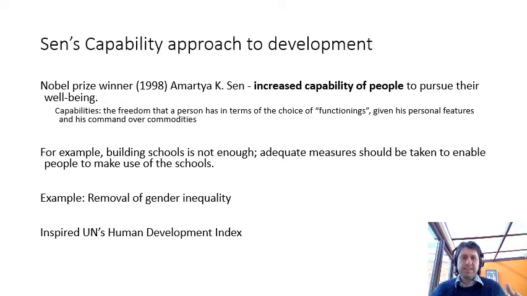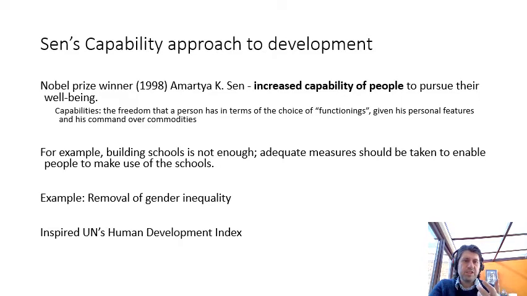And of course, what that means, with such a holistic definition, is that building schools is not enough, doesn't equate to development. What we need is measures that will allow people to make use of these schools. Examples of these are gender inequality, which is not the same as just raising income levels. And so the idea is to try and capture this idea of development that allows people to live better lives.